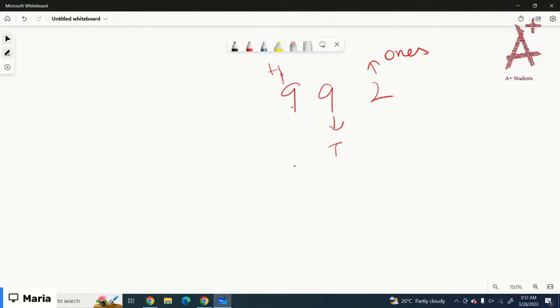992. That means 9 is at the hundreds position, 9 is at the tens position, and 2 is at the ones position. So it would be 900s, 9 tens, and 2 ones. That would be very easy. You just have to learn the place value chart.